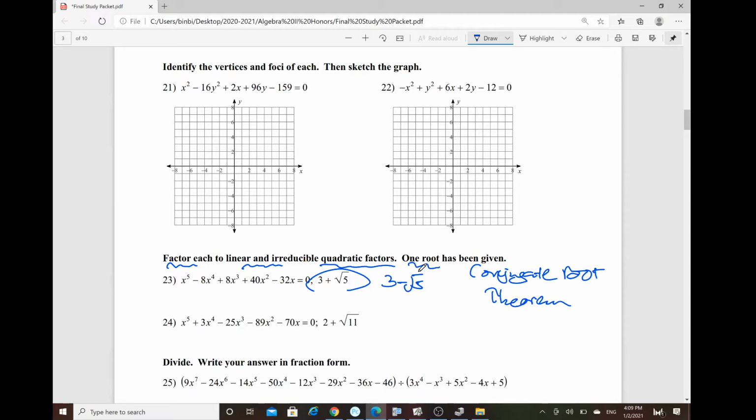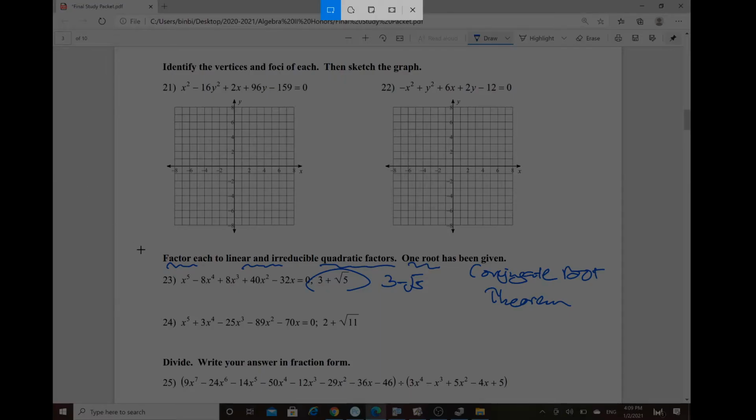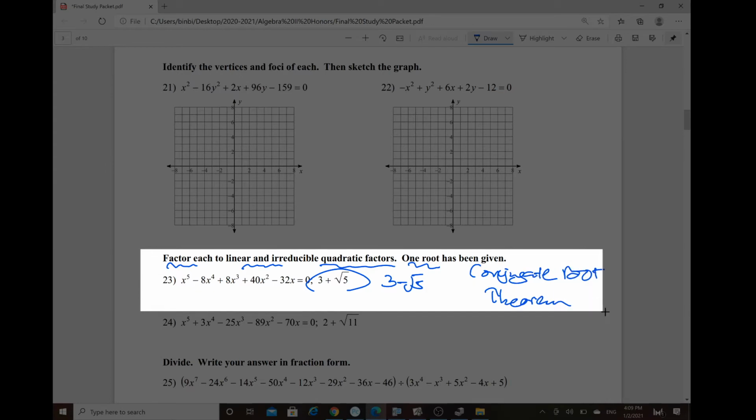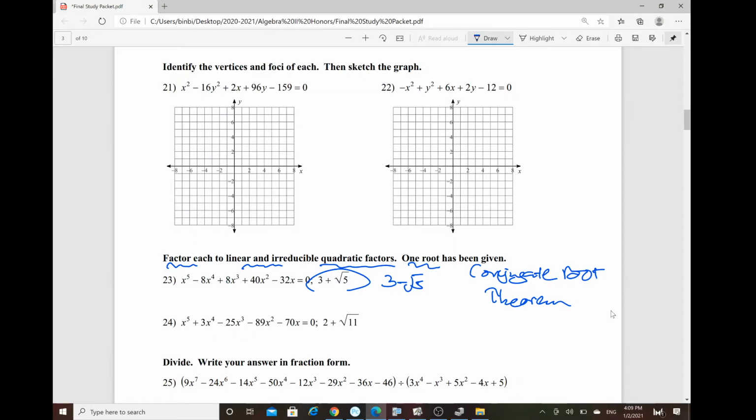I just want to get more space for this right here. Okay, somehow this one is not working. There you go. So using the conjugate root theorem, we can find the other root.